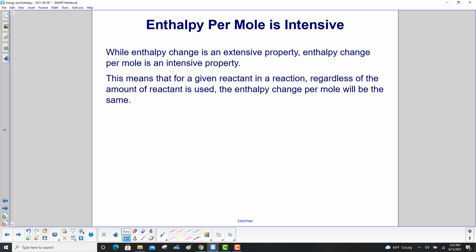While enthalpy change is an extensive property, enthalpy change per mole, big difference, we're dividing it per mole, that is an intensive property. This means that for a given reactant in a reaction, regardless of the amount of reactant used, the enthalpy change per mole will be the same.